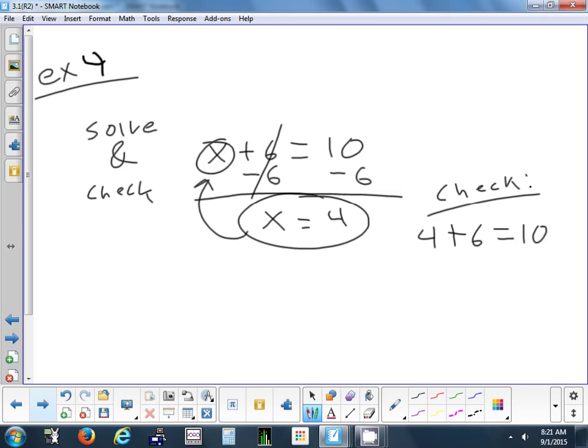If we do, we're good. Is 4 plus 6 10? Yeah. So it checks. What if we got 9 equals 10? What would that mean? Yeah, something's wrong. Exactly. Something went wrong. Like if you got x equals 3, and you plug that in, 3 plus 6 would be 9 equals 10. Something's wrong. You've got to go back and check it.